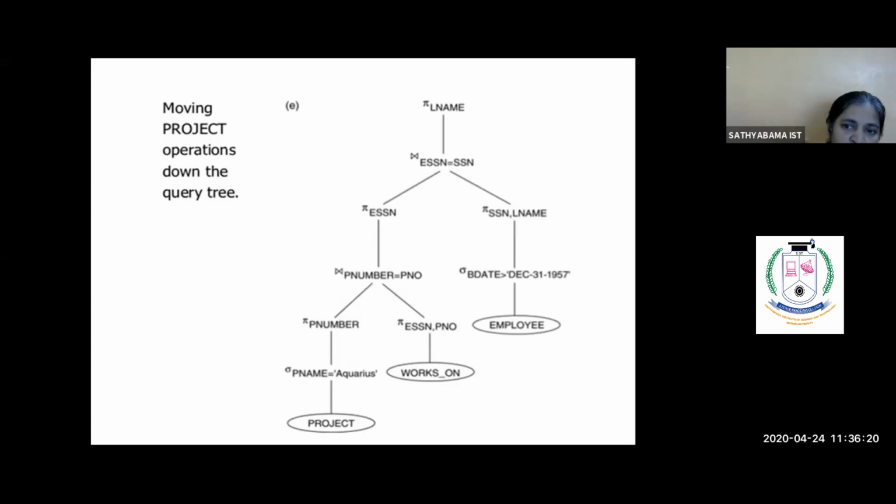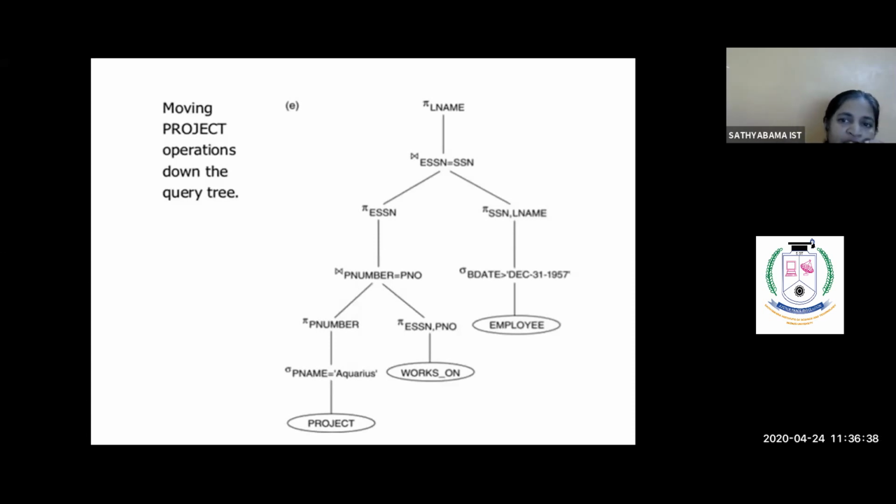Rows means you will have all the attributes. Only the project operation will select only the relevant attributes. Here, rows will be selected. The select operation will select all the rows having all the attributes, selecting the rows based on this condition: birth date should be greater than December 31st, 1957.